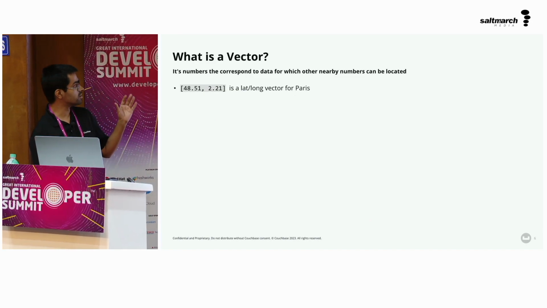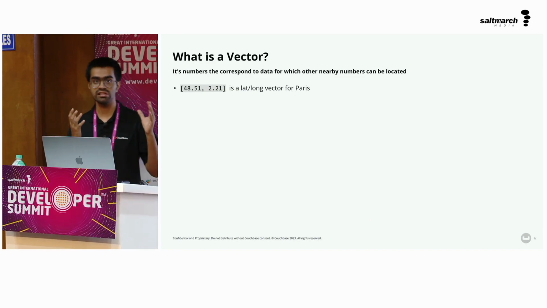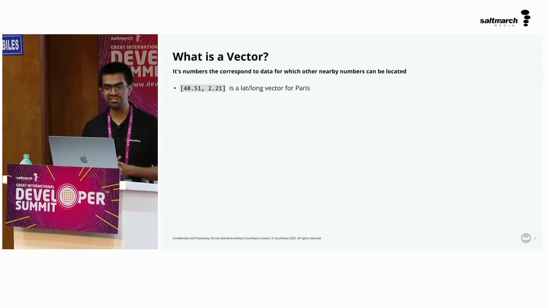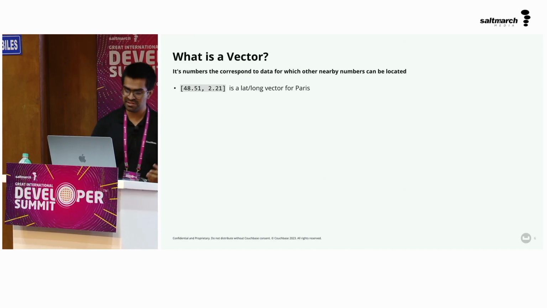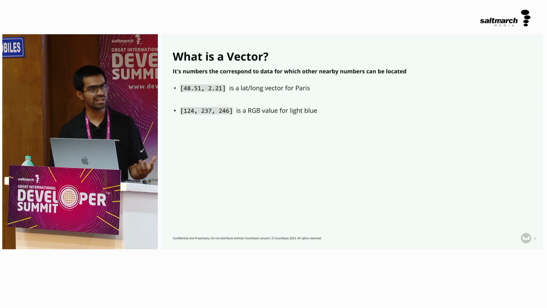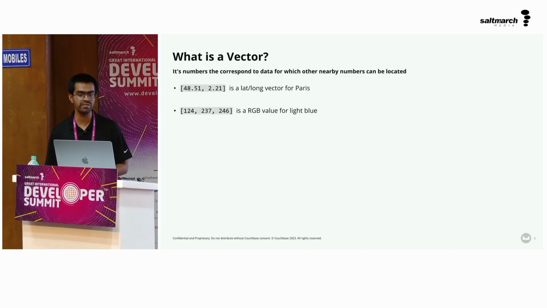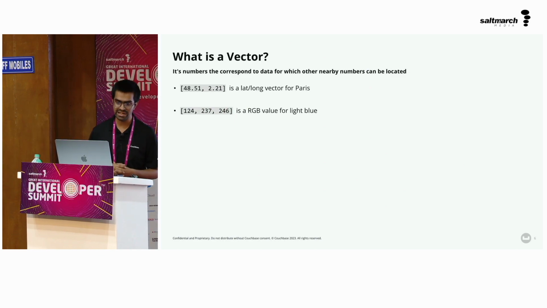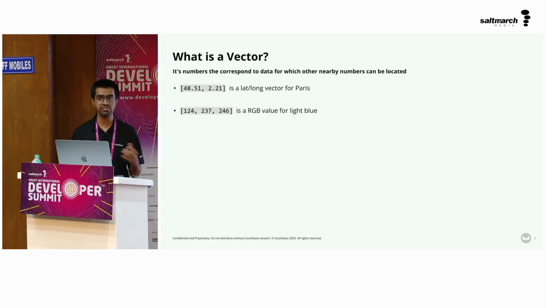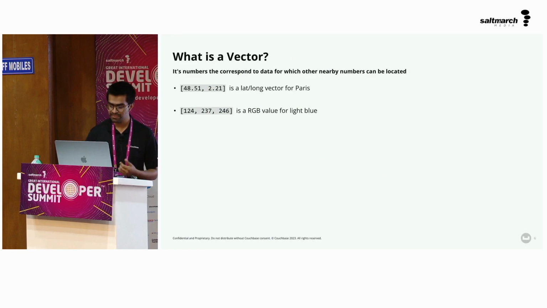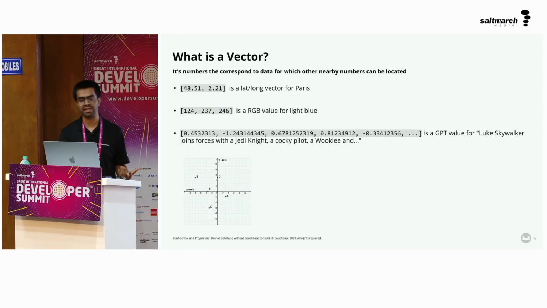Now, something like a simple latitude longitude, which is a combination of two values, right? This is the lat long for Paris. Now, if we take another example, 124, 237, 246, this is an RGB value for light blue color, right? So what are these? These are simple arrays with numerical values. Now let's take a look at something more complex.